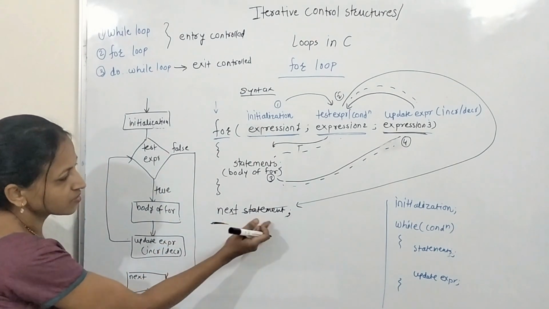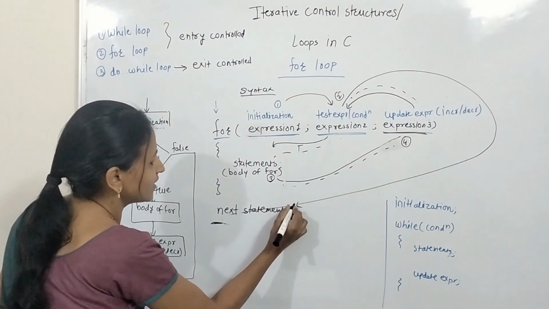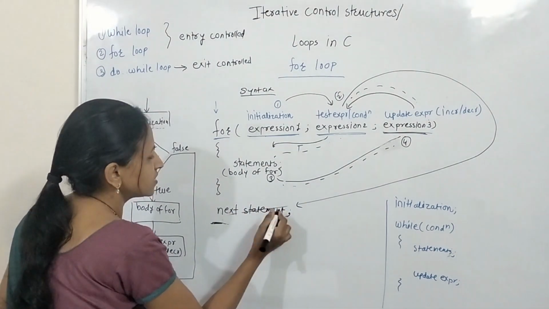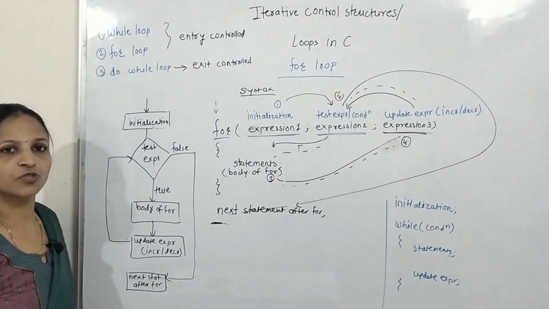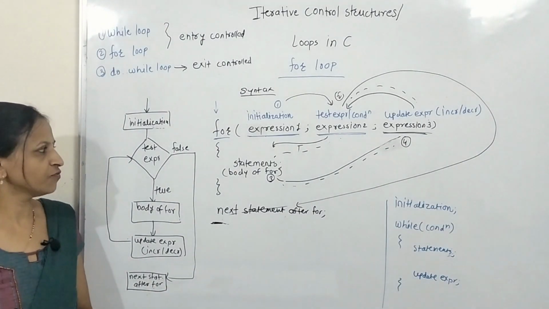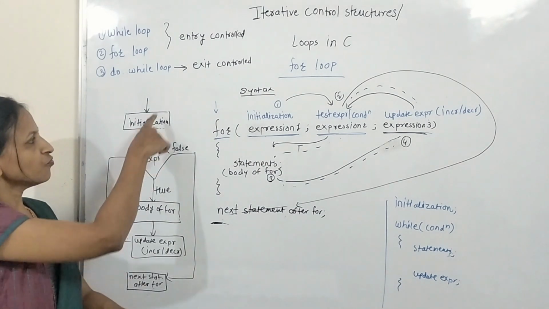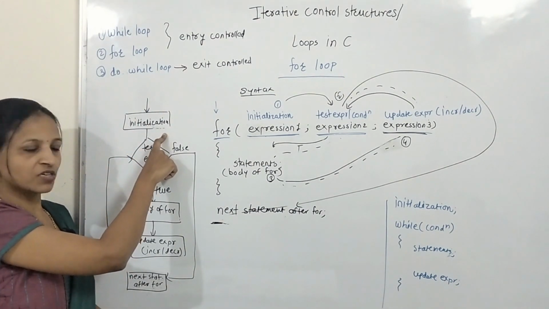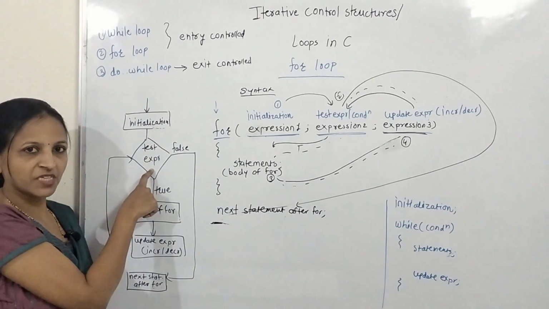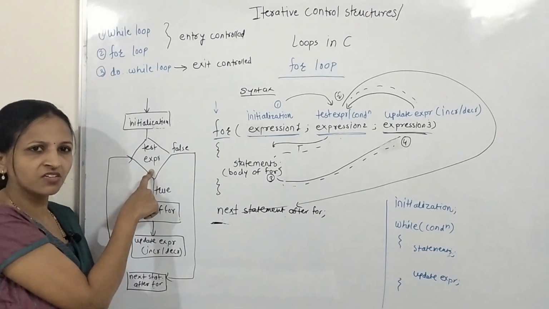After that, there is a next statement after the for. This is the flow chart for execution of a for loop. First, initialization will take place. This is normally initialization of a counter variable. After that, the test expression will get resolved, meaning the condition will be checked.